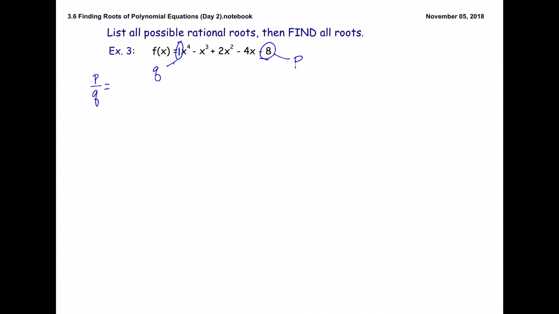So when we list the factors of 8, we have 1 times 8, 2 times 4. And remember, there is a plus or minus in front of all of these. And the factors of 1 are just 1. So our possible roots are plus or minus 1, plus or minus 2, plus or minus 4, plus or minus 8. But it asked us to find all of the roots.